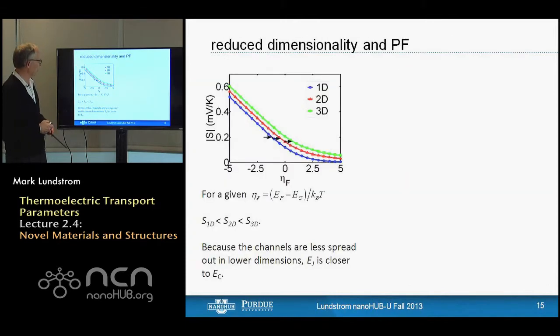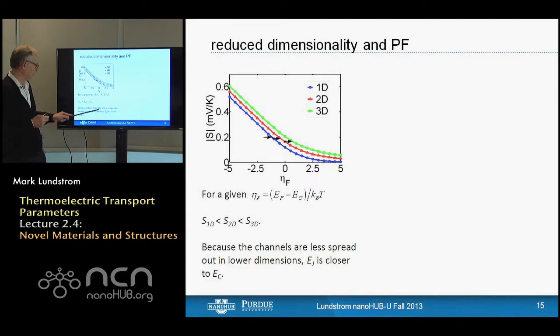Now, if you do some calculations, you might notice, for example, that if we look at the Seebeck coefficient versus location of the Fermi energy, 0 is when the Fermi energy is right at the bottom of the band. You can see if we're well below the band, we get a high Seebeck coefficient. If we're well above the bottom of the band, it begins to approach 0 like a metal. If I look at 1D, 2D, 3D, you see that the Seebeck coefficient for a given Fermi energy is biggest in 3D and smallest in 1D.